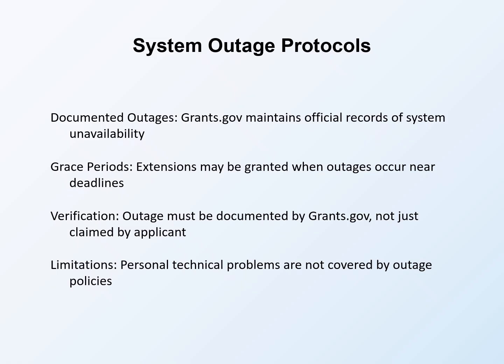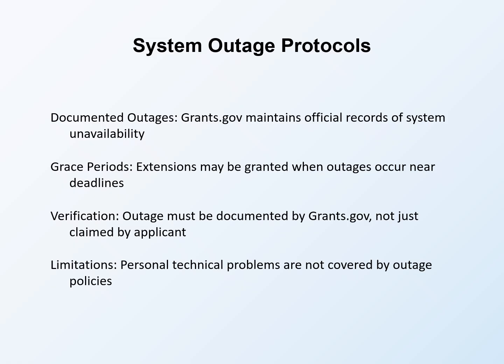Verification requires that outages be documented by grants.gov, not just claimed by applicants. You cannot simply assert that the system was down. There must be official documentation of the outage. Check grants.gov announcements and status pages if you experience problems to see whether a system-wide outage has been documented.